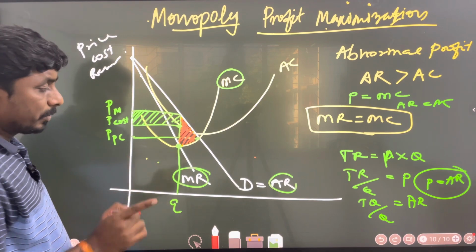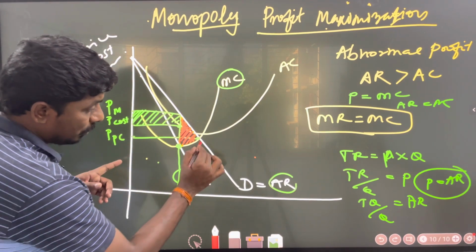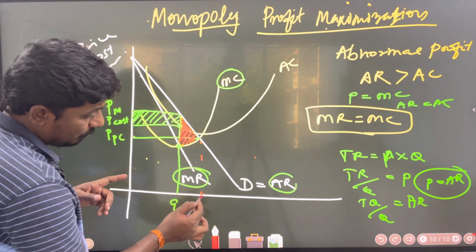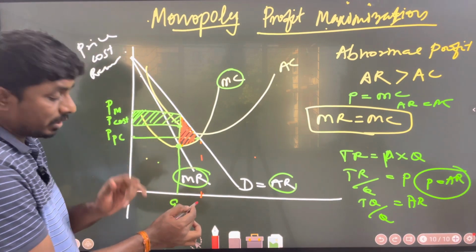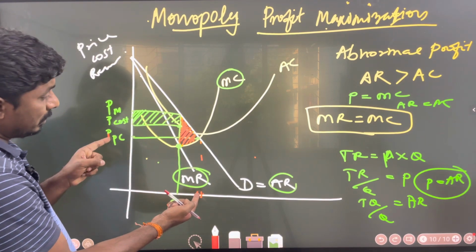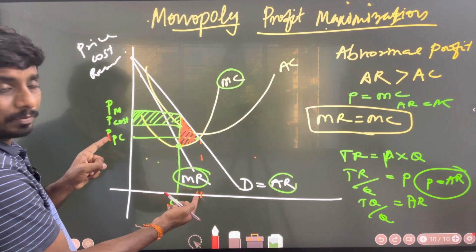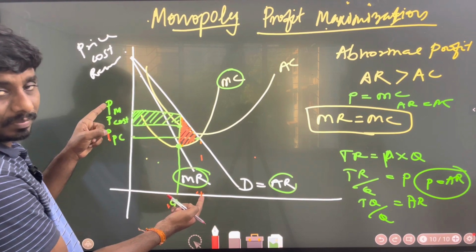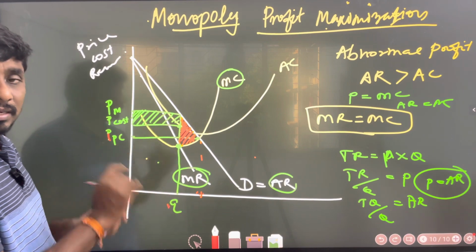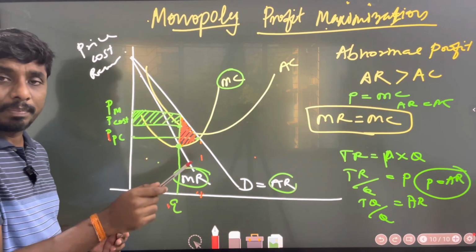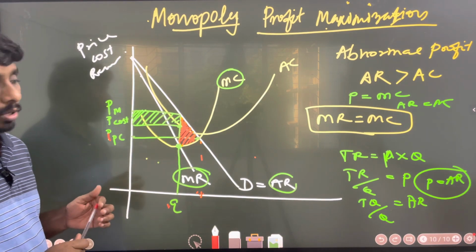So technically, the market should produce this much quantity, but the market is producing only this much quantity. At this quantity, this is the optimum price, the allocative efficiency price. But the market is charging this much price. That is the reason we say there is a market failure because of the existence of monopoly.